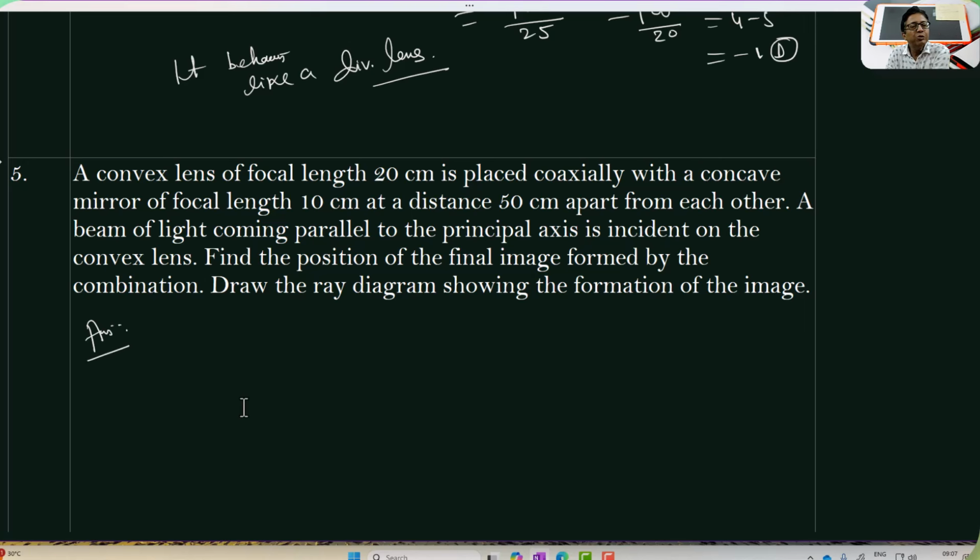This is an actual lens mirror combination problem. So what you need to do here, you always have to do a proper ray diagram. In the beginning, if you are not able to do it, you just do a rough sketch and then proceed. Okay? So here the convex lens is given first.